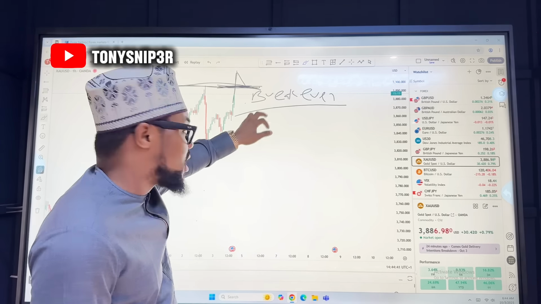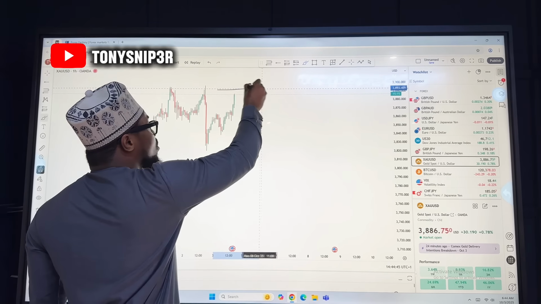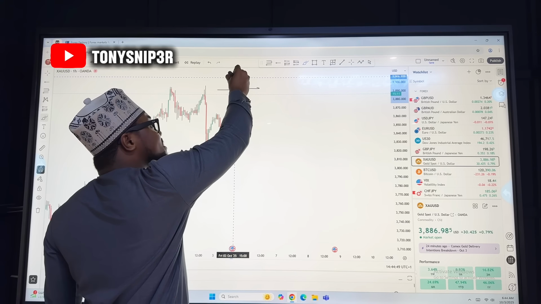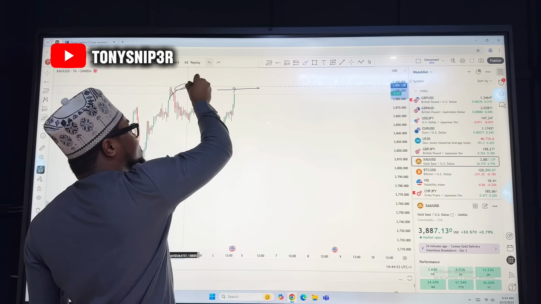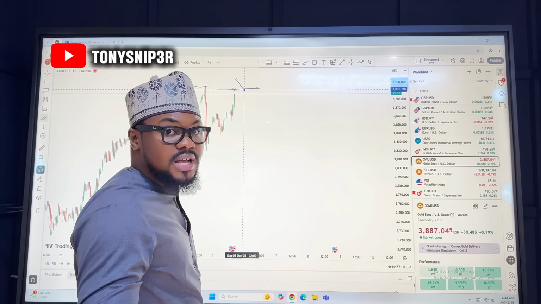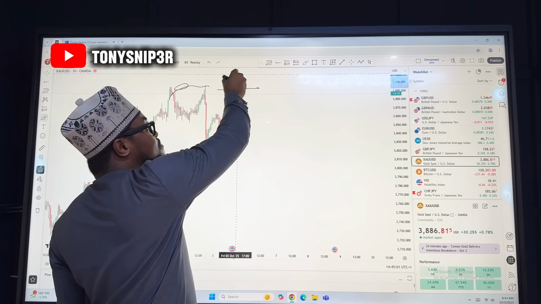A buy stop. Immediately the market activates your buy stop, it will push into here. As the market is coming back, let's say the market wants to start crashing, maybe it went back to clear liquidity here. If the market wants to crash back, you will not lose anything. Do you understand?